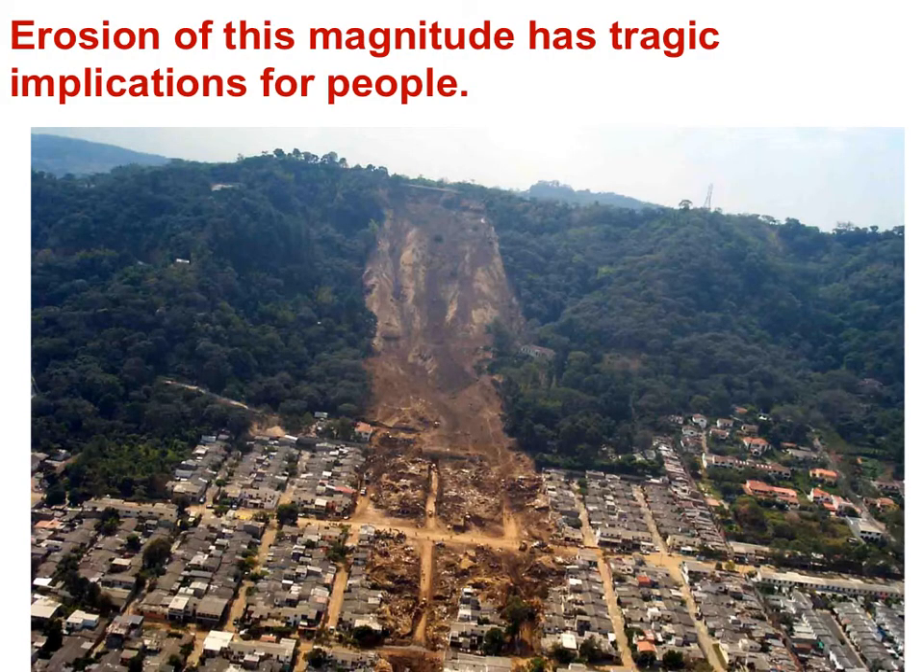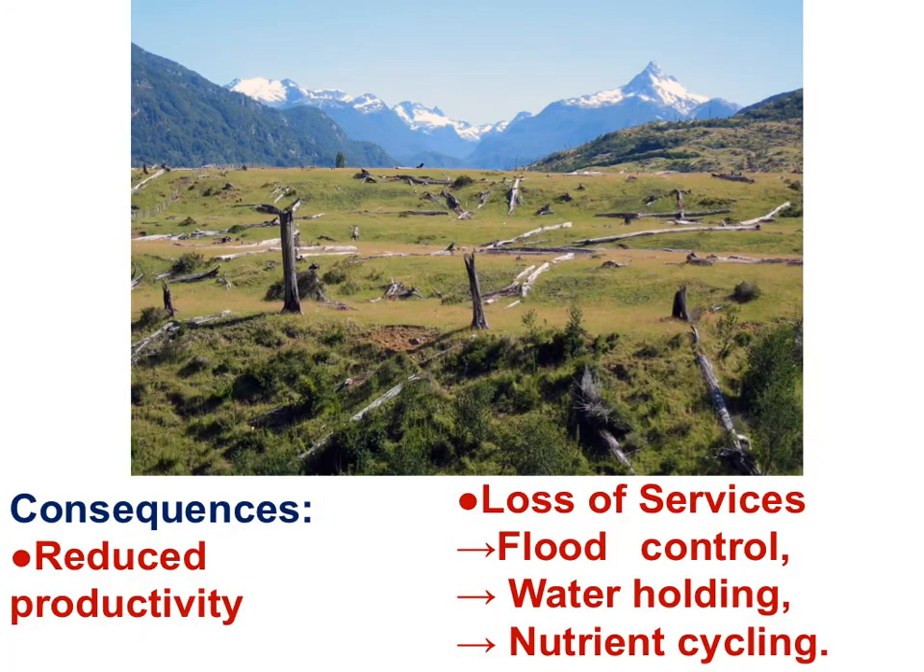Deforestation often results in erosion in the form of landslides that often follow rainfall. Erosion, such as this landslide, has tragic implications for people. Deforested land is less productive, less fertile, and mostly due to erosion. And deforested land looks different in different locations, so be careful.